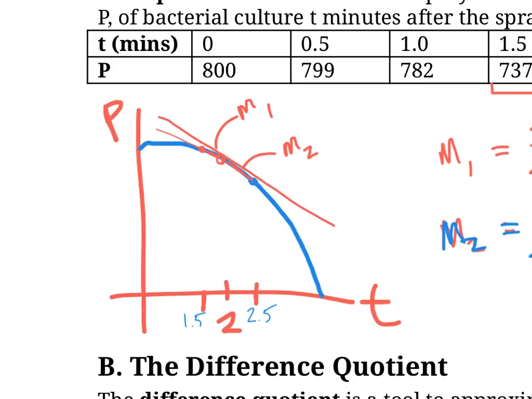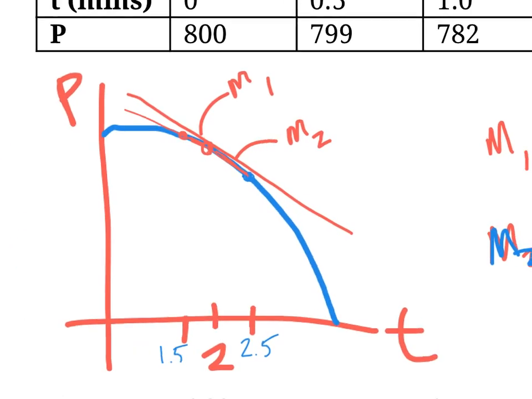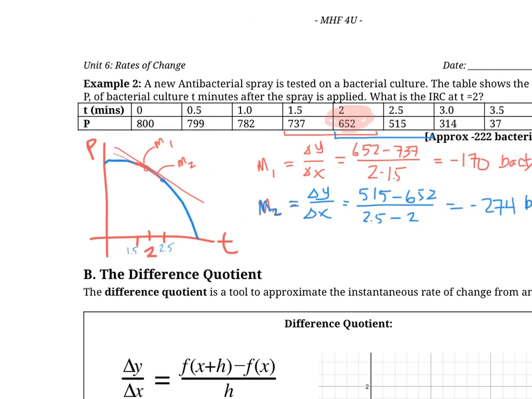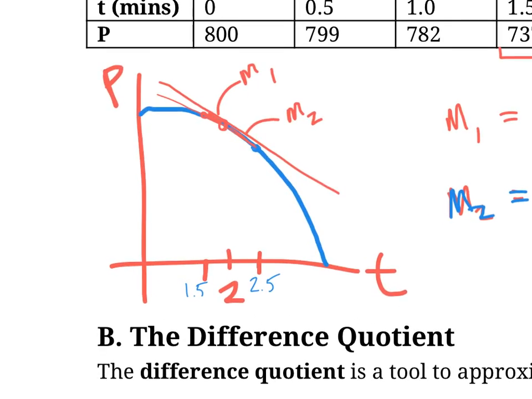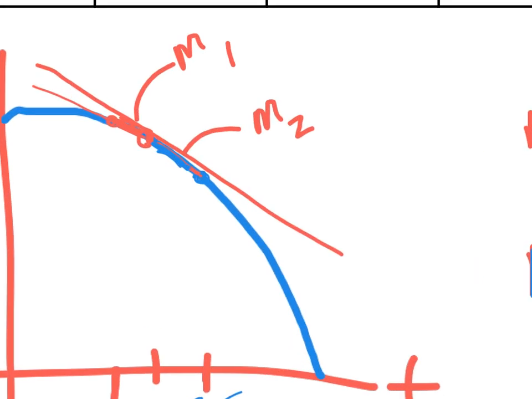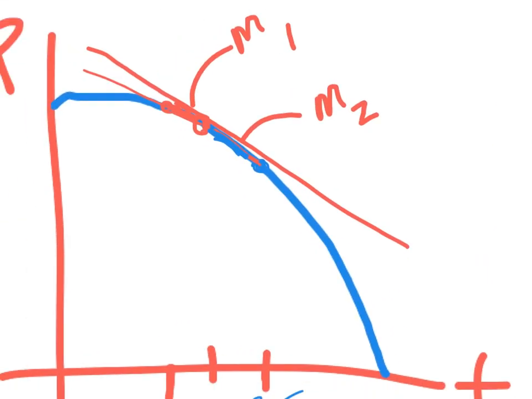Okay, so now we have the slopes. Remember, let's go back here. We have the slope of M1, this little segment here, and that is negative 170. And we have the slope of this little segment here, which we calculated in blue, and it is negative 274. So how does this approximate the slope of that tangent line? Well, maybe one way to do it is we know it's steep. The graph is steeper here in this first segment right here, and it gets more steep here.